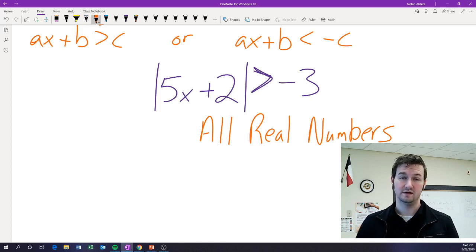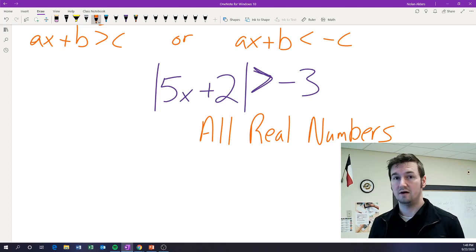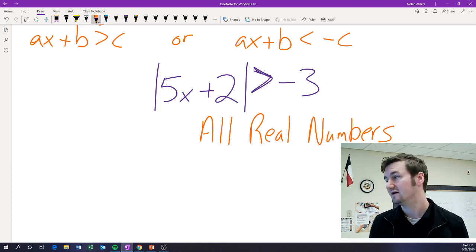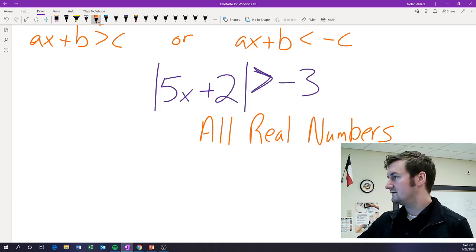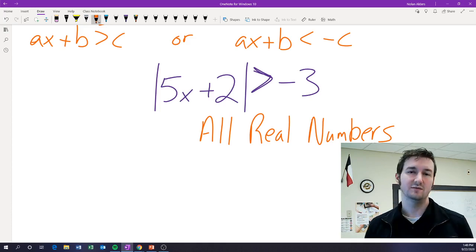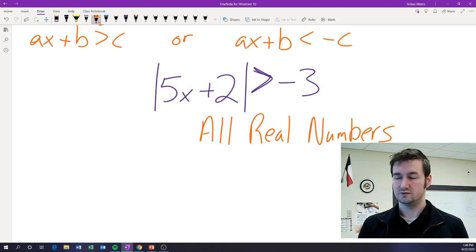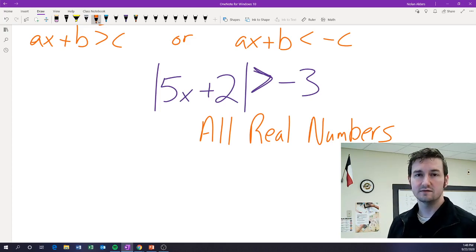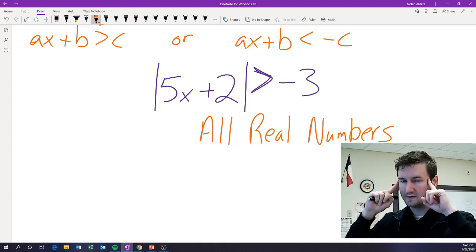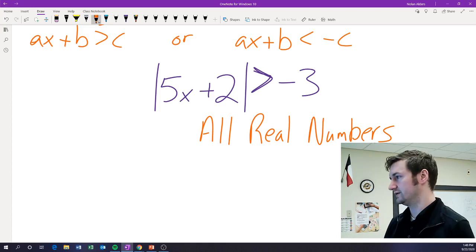It's always going to be greater than a negative, because it's going to be a positive number. And every positive number I know is greater than every negative number I know. So anytime you have greater than hooked up with a negative, that's going to be all real numbers. Anytime you have a less than hooked up with a negative, that's going to be no solution. So just keep those special cases in mind. And when you see those negatives popping up like that, just remember, hey, something's going on here. It's either going to be no solution or all real numbers.